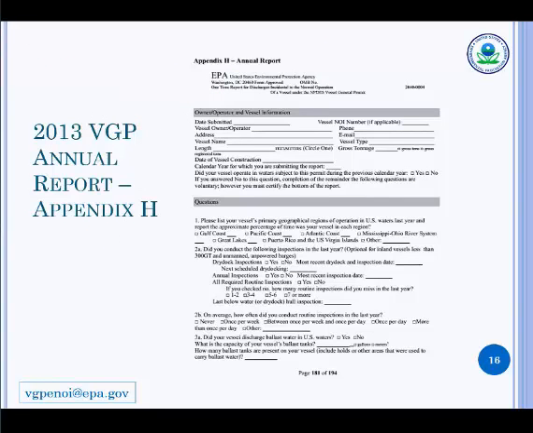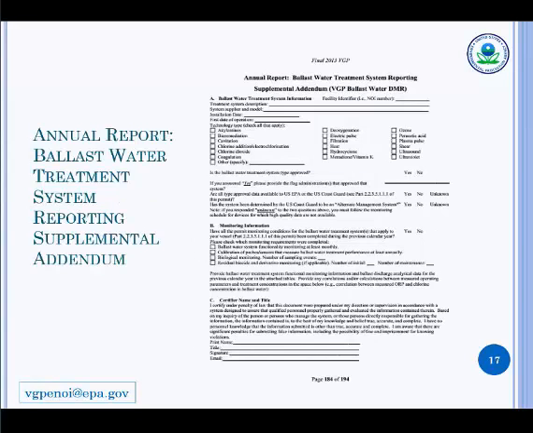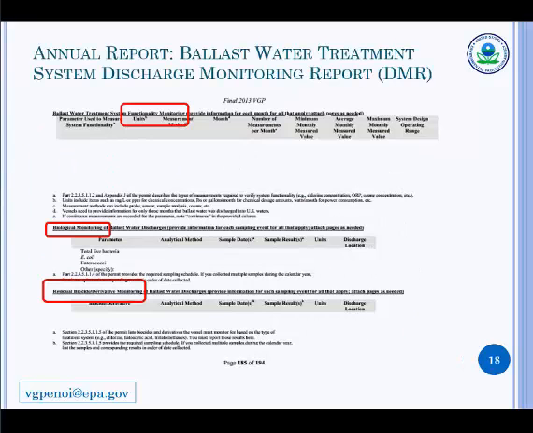As a reminder, the annual report requirements are in Appendix H of the permit, which begins on page 181 of the permit. There's also a supplemental addendum for ballast water treatment systems. That addendum's on the 4th page of the annual report. But the DMR requirements that I'm going to talk about today begin on the 5th page of that form, or page 185 of the permit.